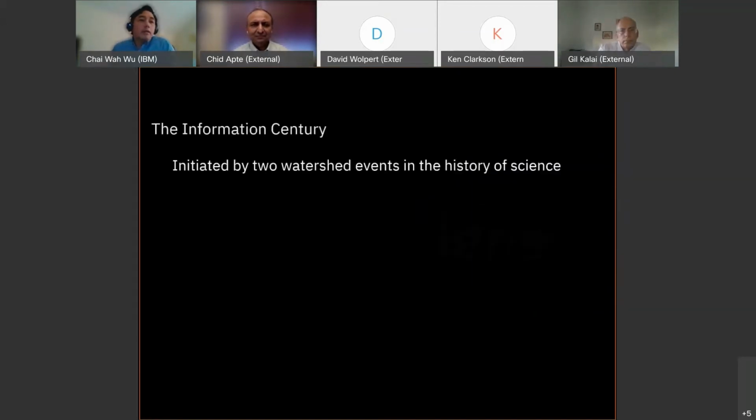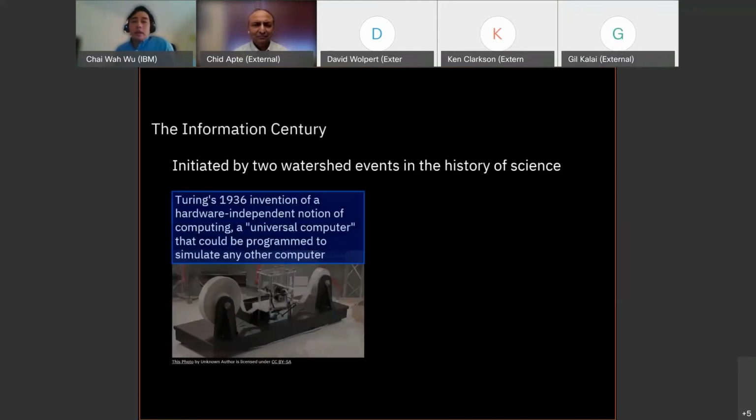So it all started with what we call the information century that was initiated by two watershed events in the history of science. The first one is Turing's invention in 1936 of a hardware-independent notion of computing, a universal Turing machine, so to speak, that can emulate any digital computer, and via the Turing-Church thesis, it can emulate essentially any form of effective computing.